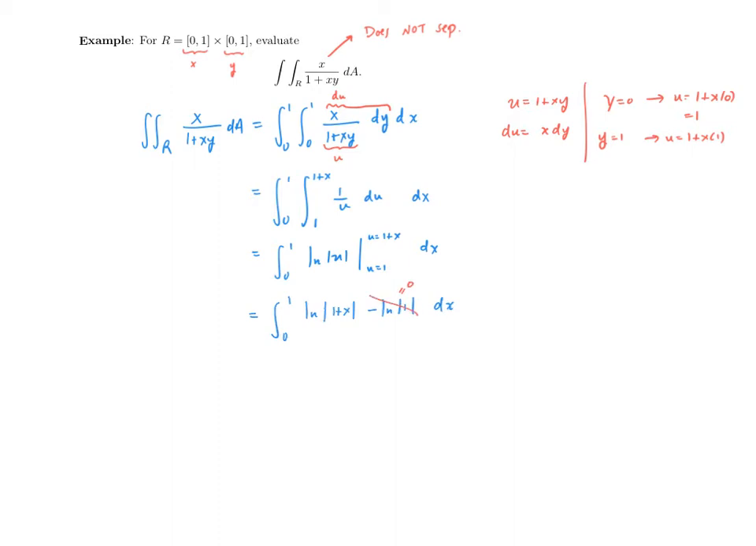What remains is the antiderivative of a natural log. When we encounter this, what technique of integration would you recommend? If you said integration by parts, I agree. So let me rewrite this. We have the integral from 0 to 1, natural log of 1 plus x dx. And let me remind you with integration by parts.